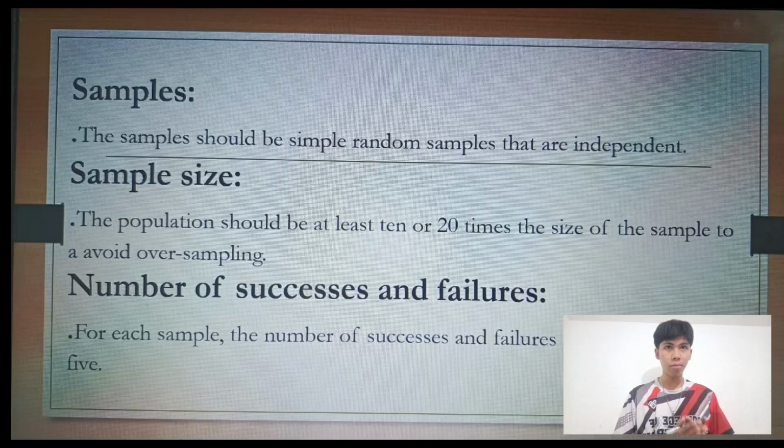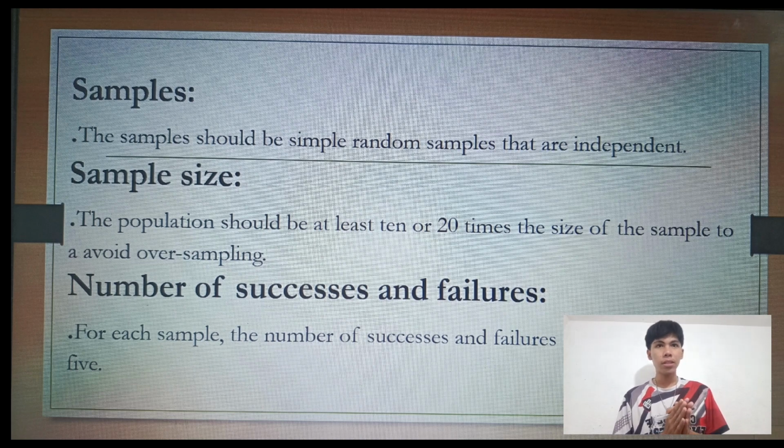Number 1 is samples. The samples should be simple random samples that are independent. Remember, it's independent. Number 2 is sample size. The population should be at least 10 or 20 times the size of the sample to avoid oversampling. Number 3 is number of successes and failures. For each sample, the number of successes and failures should be at least 5.